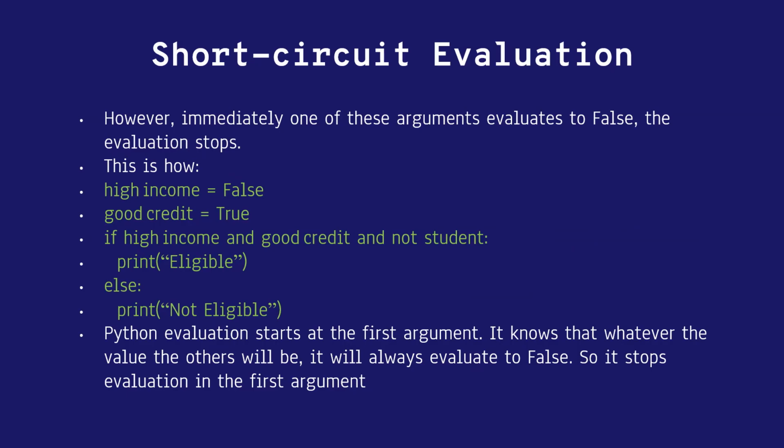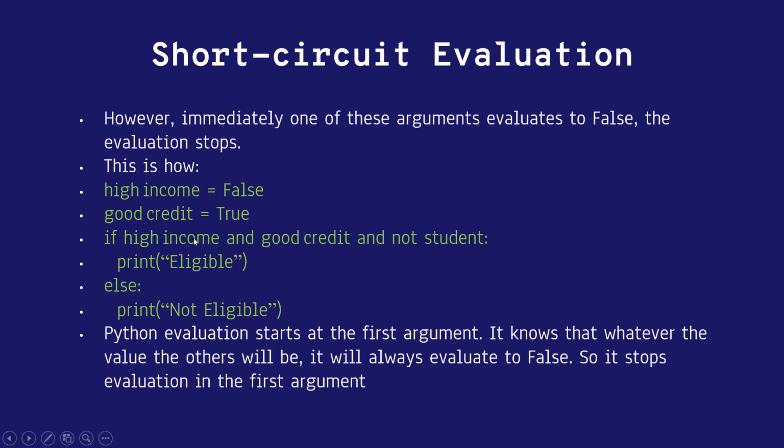This is how. High income equals false, good credit equals true. If high income, and remember high income is false, and good credit, so that means it will be false, and not student. Python evaluation starts at the first argument. It knows that whatever the value the others will be, it will always evaluate to false. So it stops evaluation at the first argument here. So it will stop here because high income is false.